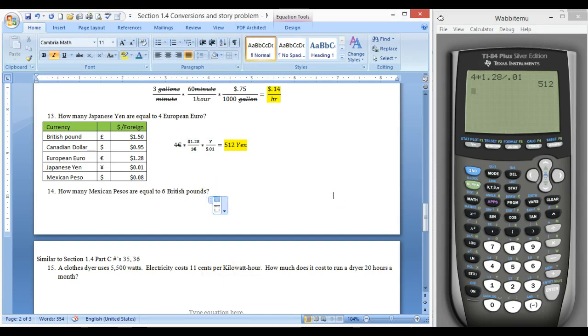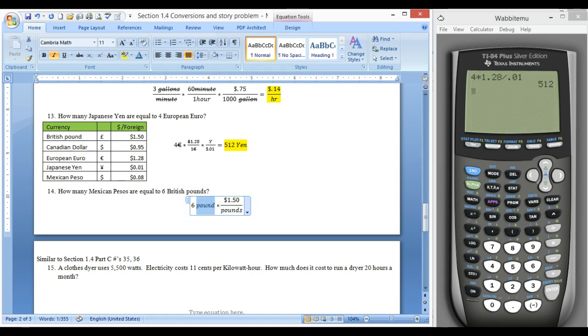All right, let's go with another example. How many Mexican pesos are equivalent to 6 British pounds? Just like before, I'm going to do my 6 pounds out in front, and I'm going to times that by its conversion. Because pounds are on top, I need to get rid of it on the bottom. And over here, I know the British pound is equivalent to $1.50 in US. There we go. So now the pounds cancel.